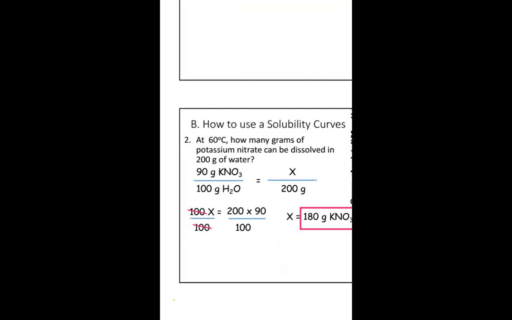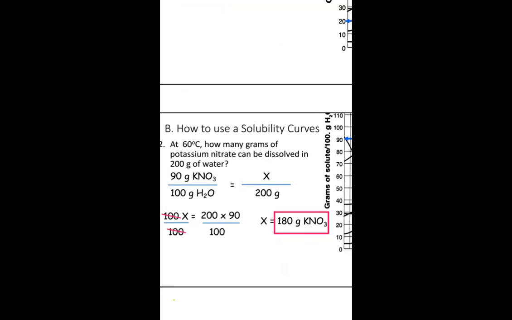So if 90 grams of KNO3 is dissolved in 100 grams of water at 60 degrees Celsius, then 180 grams of the salt KNO3 is going to dissolve in 200 grams of water at the same temperature.